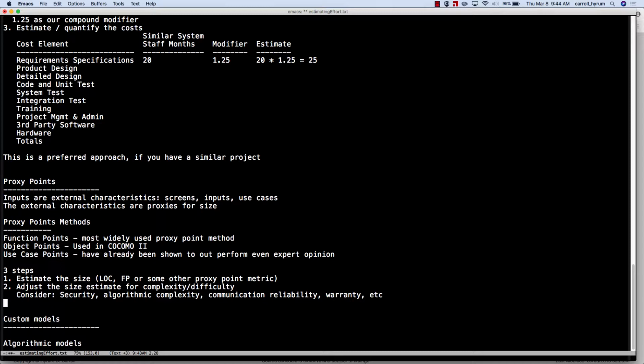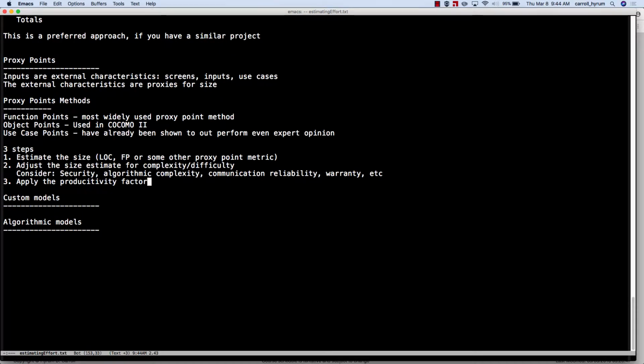Okay, so we've estimated the size. We've decided, okay, well, let's adjust the size and then apply the productivity factor. Okay, so what is our productivity factor? And to be able to scale it.